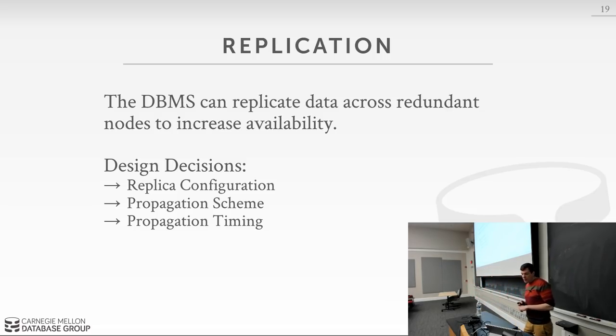So the idea with replication is that we're going to make redundant copies of objects on different nodes to increase availability. The goal here is, again, if one node goes down, then we have another one or other ones available that can still continue to serve requests. The tricky thing is how do we keep these replicas in sync, and how do we actually propagate changes between them? So there's a bunch of design decisions we have to discuss as we go along, on how we can build a replicated database. And this will be in either a partitioned system or a non-partitioned system.